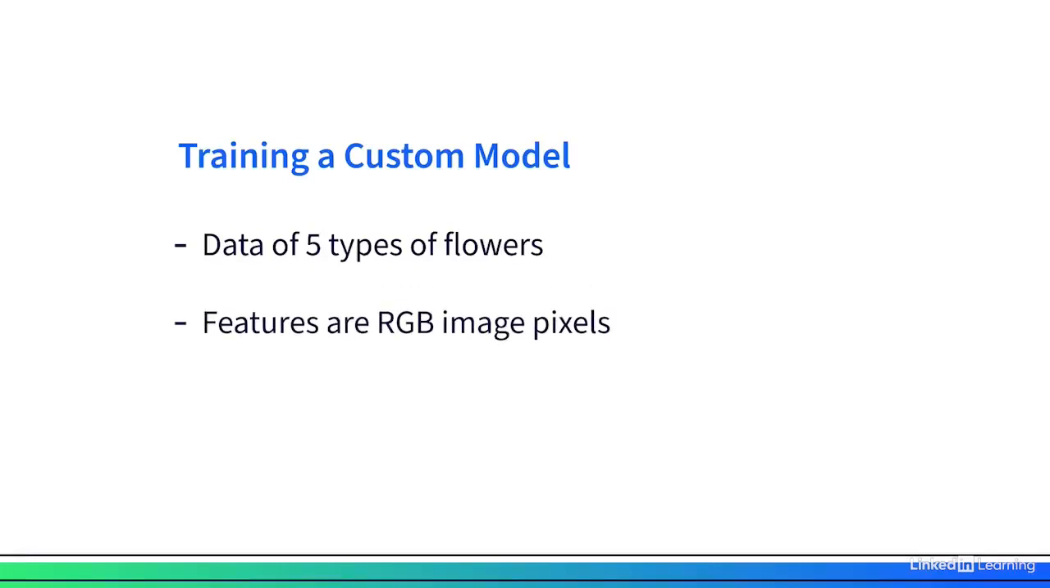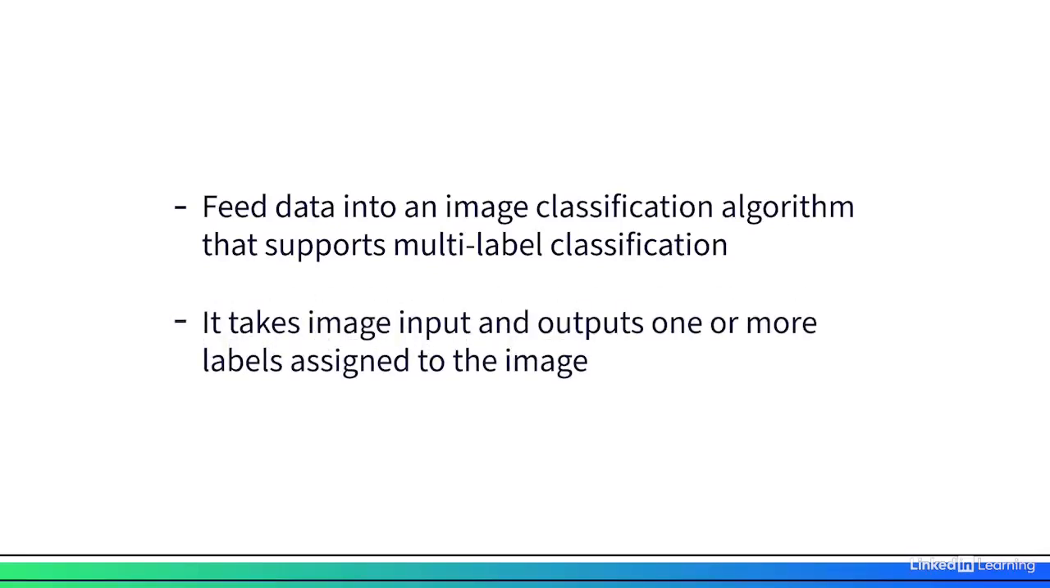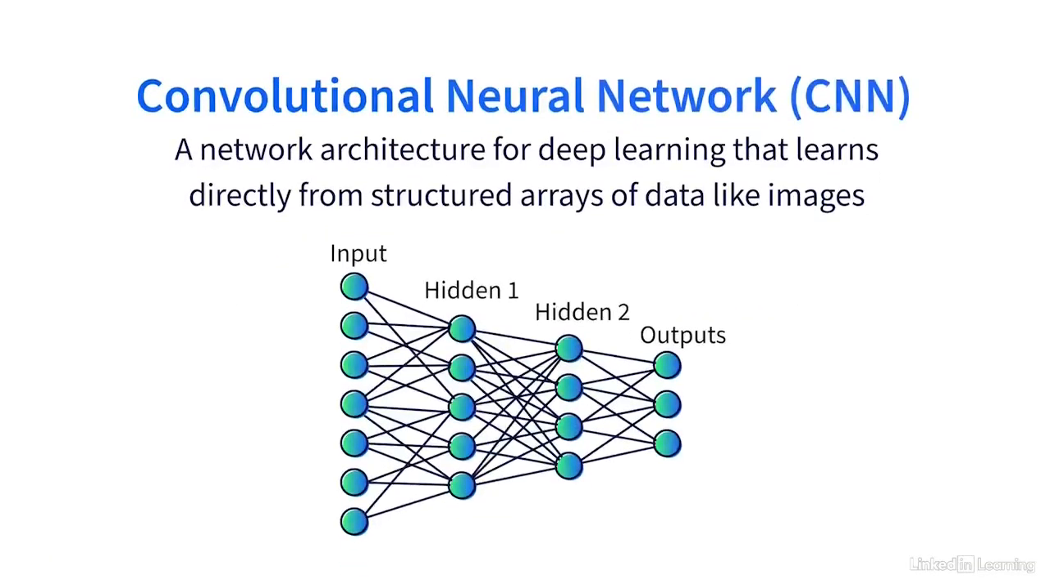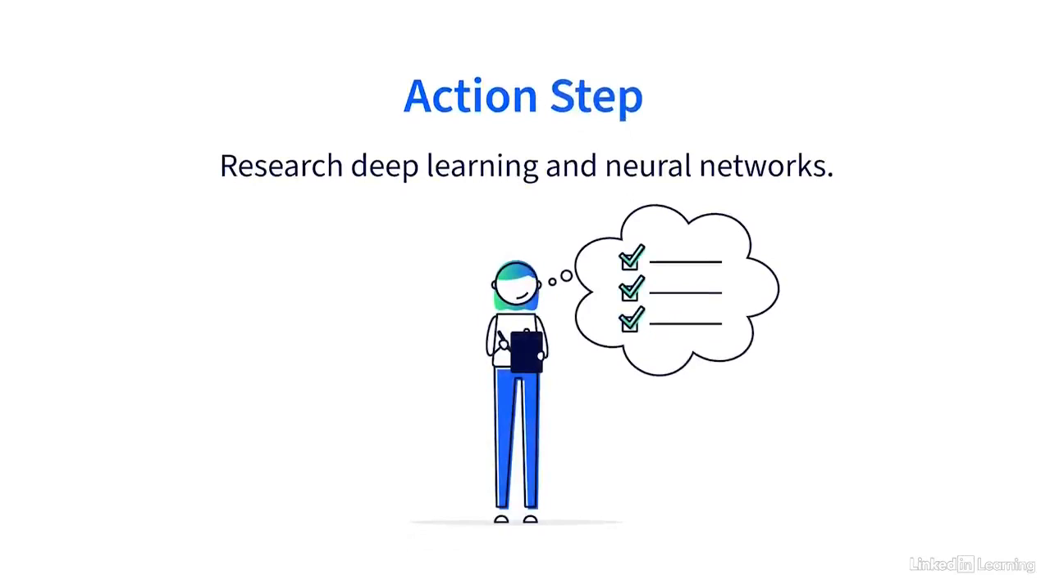Since the training data are images, the features are just RGB image pixels. We'll feed the data to Amazon SageMaker's image classification algorithm, which is a supervised learning algorithm that supports multi-label classification. It takes an image as input and outputs one or more labels assigned to that image. Under the hood, it's a convolutional neural network, CNN, which is a network architecture for deep learning that learns directly from structured arrays of data like images. I encourage you to learn more about deep learning, which is the next step in your learning journey, by coming up to speed on neural networks.